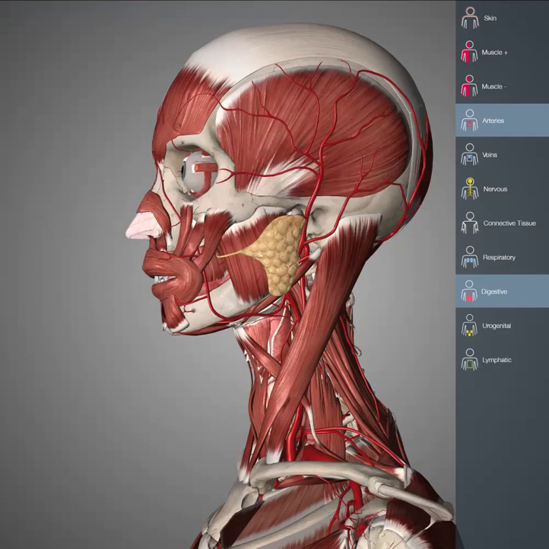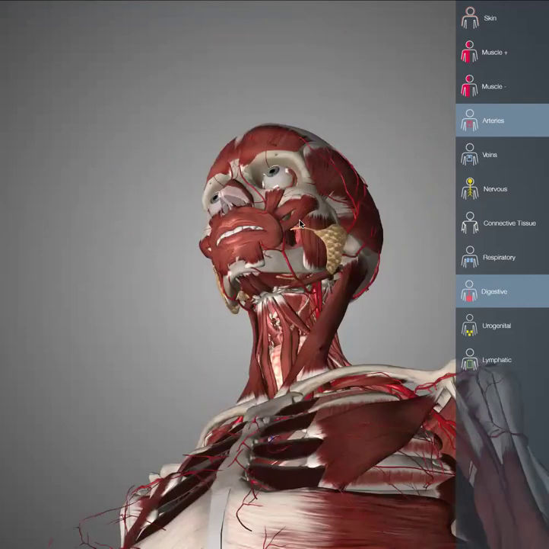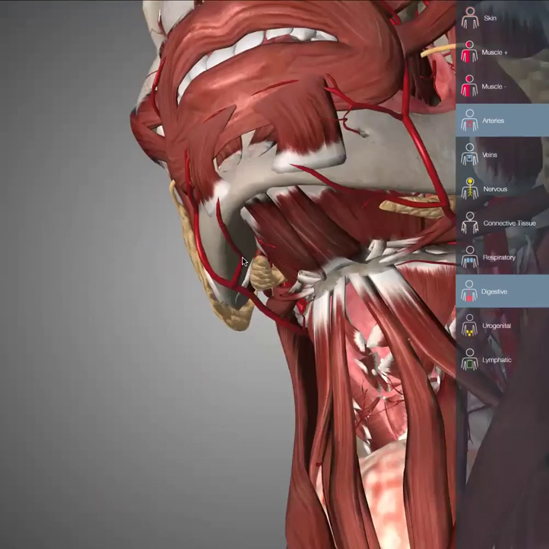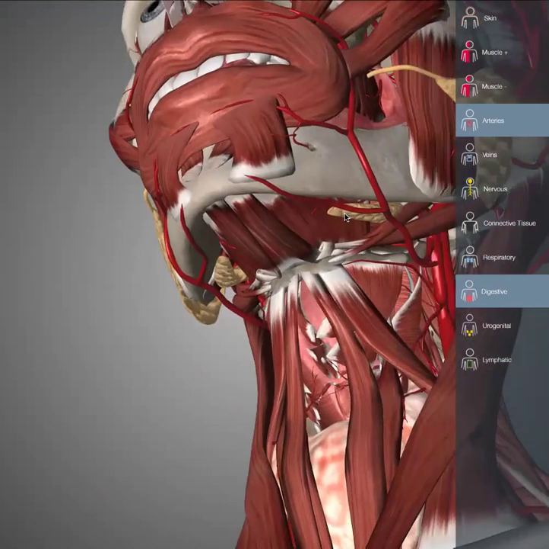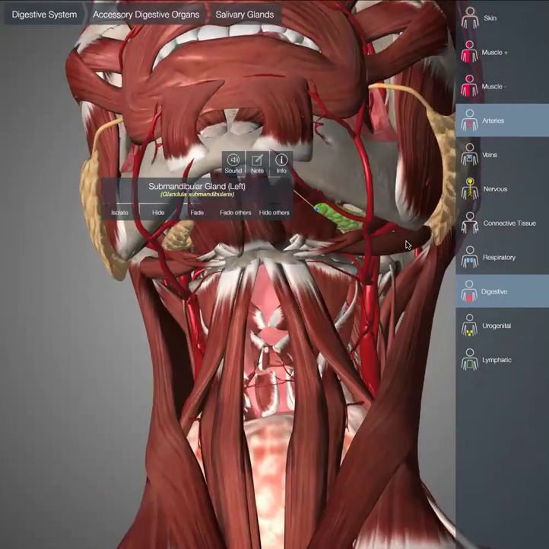Okay, so next we're going to discuss the sublingual gland. The sublingual gland is the smallest one out of the three, and it's the most deeply situated. It's not superficial.